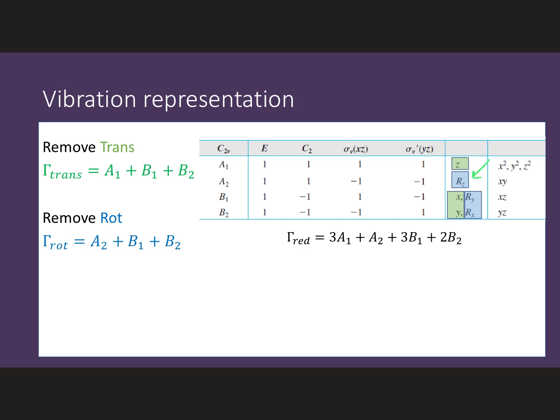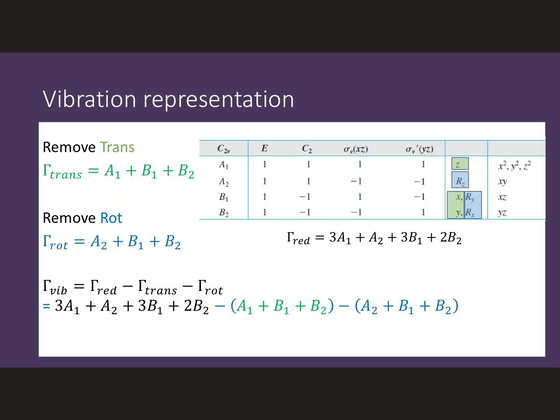That's what these capital R's here are telling us about. So if I look here, I've got one that's an A2, that's the RZ, one B1, which is RY, and one B2, which is the RX. So I want to remove these 6 degrees of freedom from my reducible representation, because these are the translations and the rotations. We want to know about vibrations. So let's subtract those out. That's all I'm doing here.